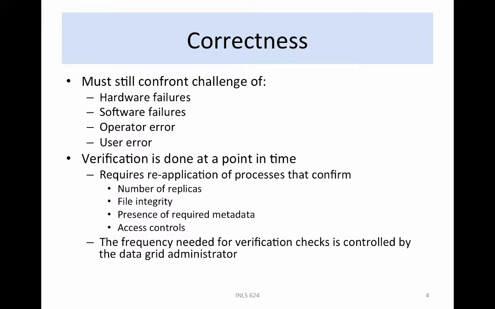Typical state information attributes that are checked for correctness include number of replicas, file integrity, checksums, presence of required metadata, and access controls. The frequency of verification checks is determined by the data grid administrator. A good rule of thumb is that verification needs to be done when hardware errors and operator errors occur.